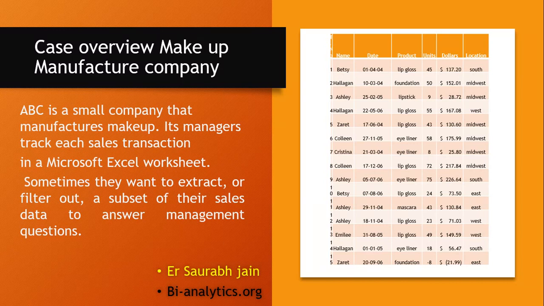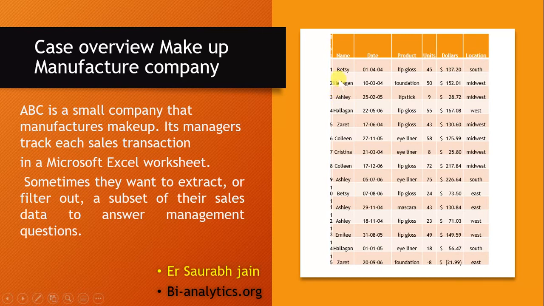We have a case today. ABC is a small company that manufactures makeup. Its managers track each sale transaction in a Microsoft Excel worksheet. So here is a transaction where we have name, date, product, units of product sold, dollars, and location. This is a simple sales record.